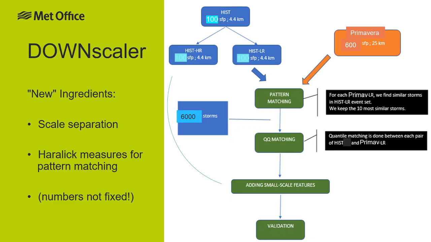The next step is quantile matching. That is done between each pair of the historical and the Primavera low resolution storm footprints. And finally, we add the small scale features that we have separated out initially from the high resolution runs onto the pattern matched and quantile mapped storm footprint.